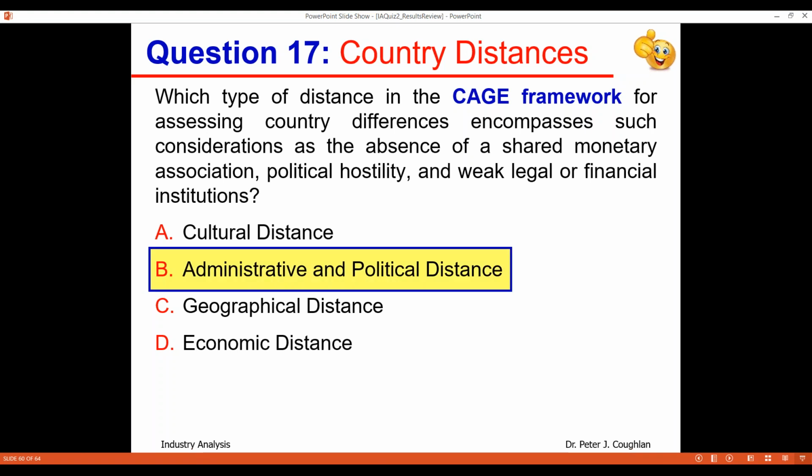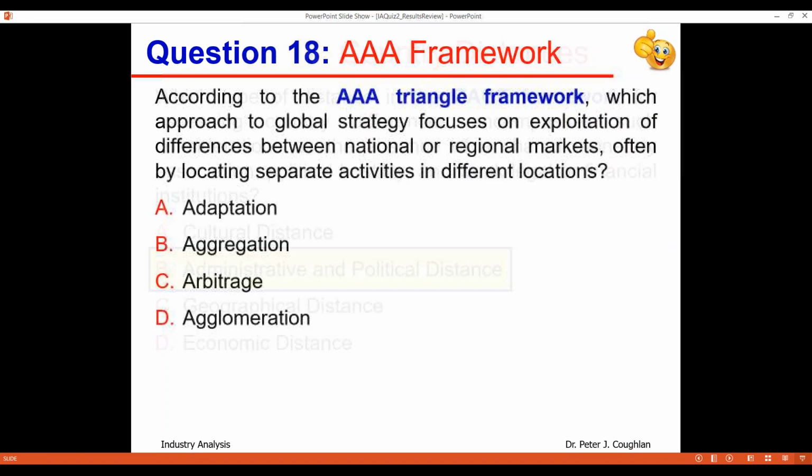or political distance. I thought I might be able to trick you a little bit, and maybe you would say, well, monetary, maybe it's economic. No, those are all sort of things, administrative or political institutions, right? And the more different they are, the greater the distance there. So again, the answer is B, and the vast majority of you obviously got that.